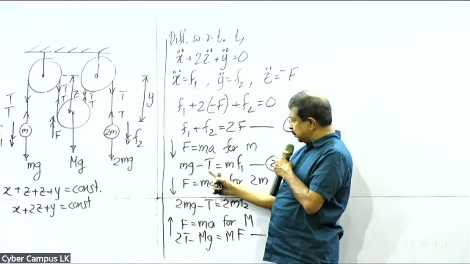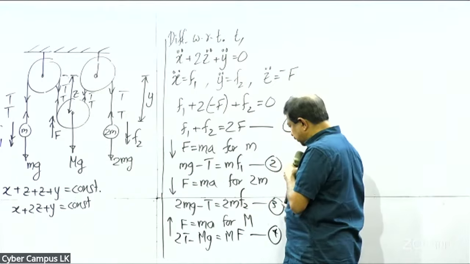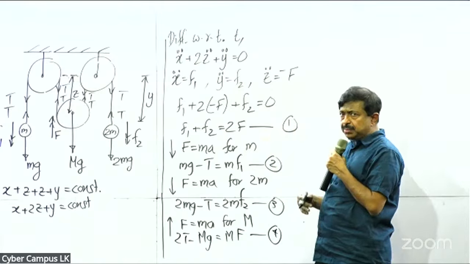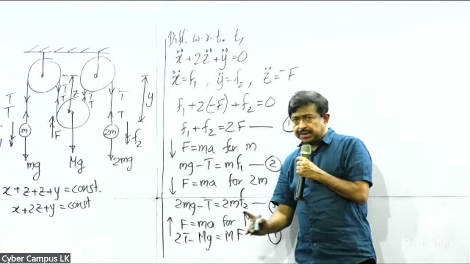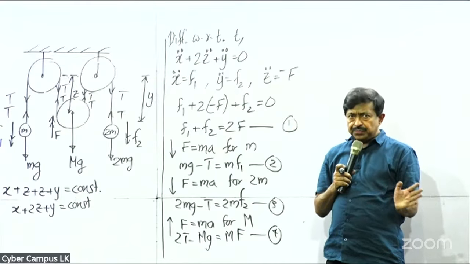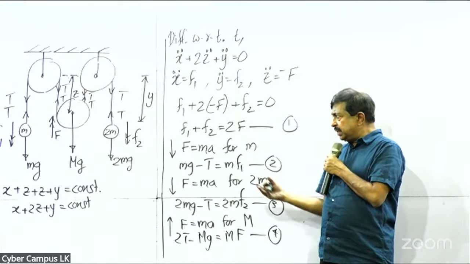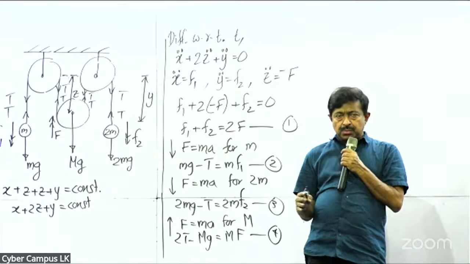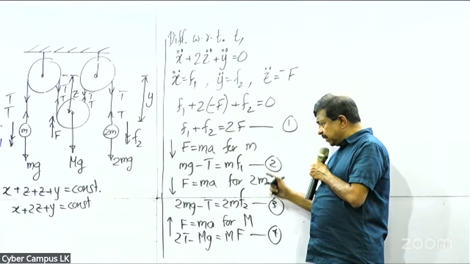One thing you can do is make f1 the subject, make f2 the subject using this, and make capital F the subject. In the previous cases, you can easily eliminate the tension. But here you can easily eliminate the accelerations. That's the only difference between these two classes. The rest would be the same. If you do a problem involving wedges, then after writing the equations, you can easily eliminate T. But if it's a pulley system or system of pulleys, then you can easily eliminate accelerations.